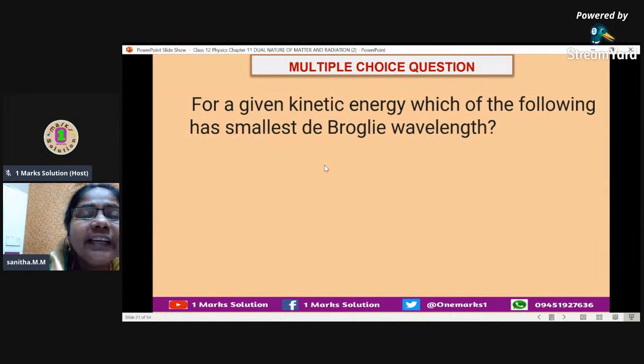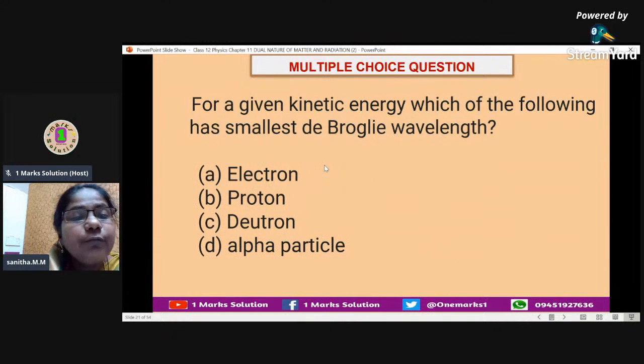Now we can say, for a given kinetic energy, which of the following has smallest de Broglie wavelength? For a given kinetic energy, which of the following has smallest de Broglie wavelength? Kinetic energy and de Broglie wavelength relation: you know that lambda is equal to h divided by root of 2mE. E means kinetic energy, KE; or you can simply write E itself.